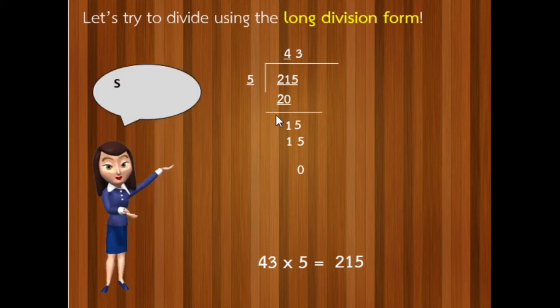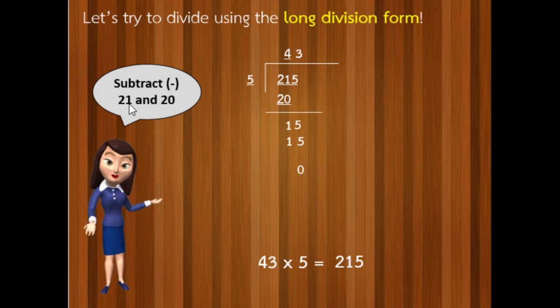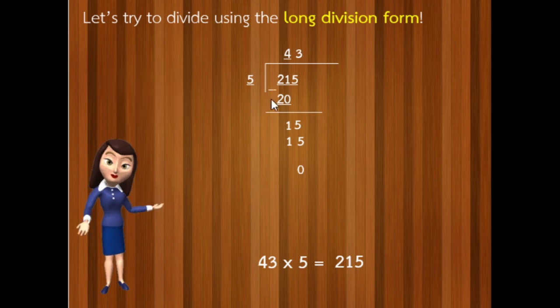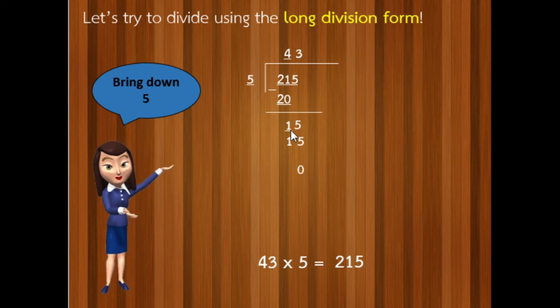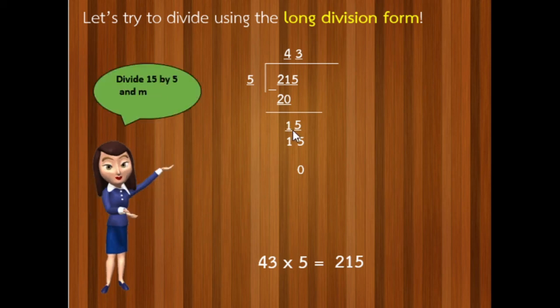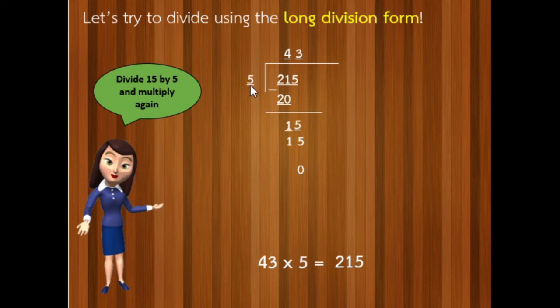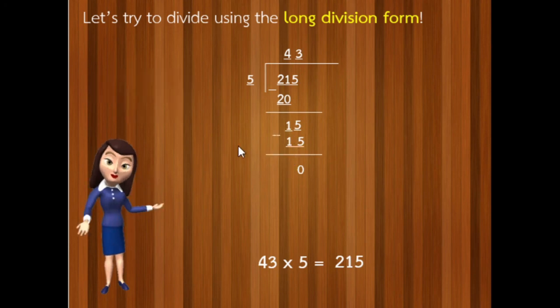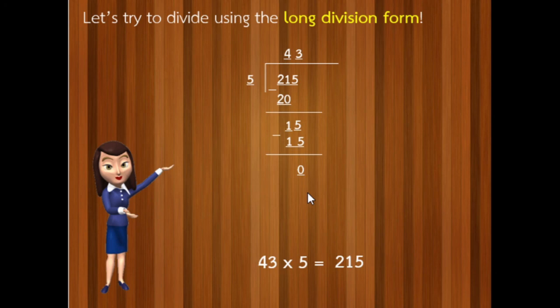Minus, subtract 21 and 20. We have 1. Next, bring down 5 here. So it's now 15. Next is divide 15 by 5 and multiply again. So 15 divided by 5 equals 3. 3 times 5 equals 15. Subtract them. You get 0.